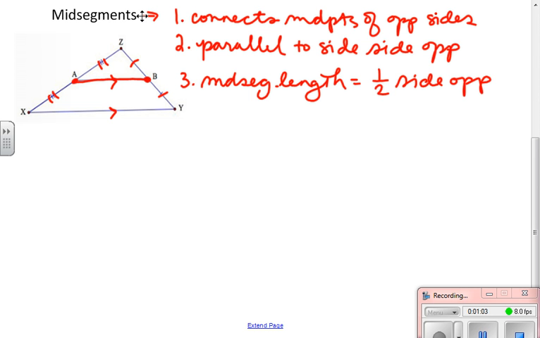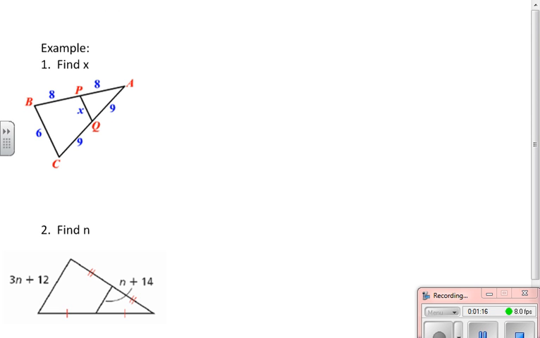Now I prefer to think about it: if this is x, this is 2x, but you can see there's a factor of 2. So if I know the big one, I cut it in half. If I know the little one, I double it. Now how does this look in a couple of problems? Well, from our given, 8 and 8 are equal, 9 and 9 are equal, so I know that PQ is a midsegment. I'm getting smaller, and so I'm going to cut that in half, and so x is 3.